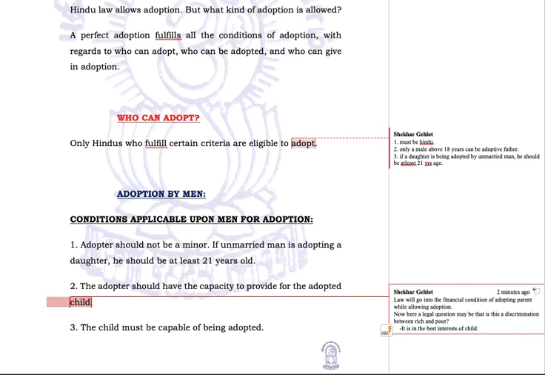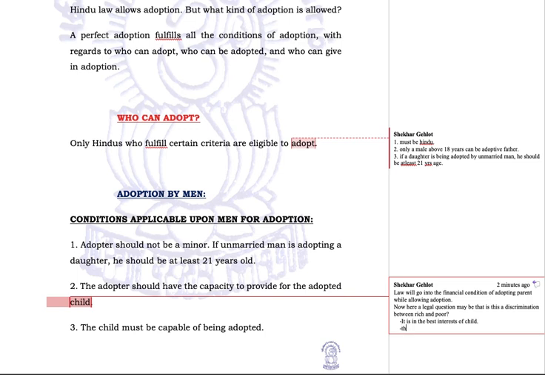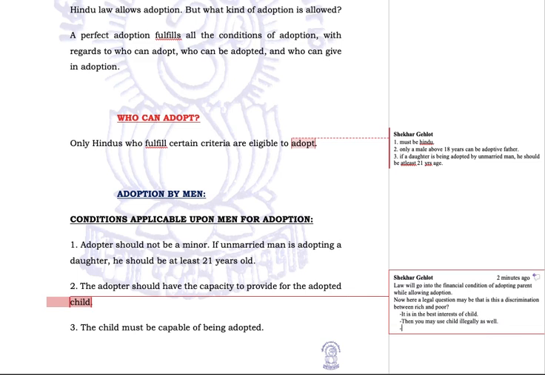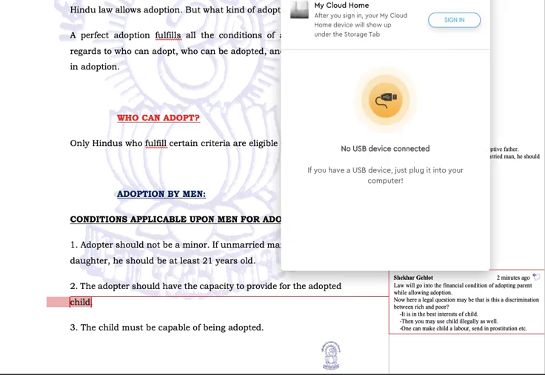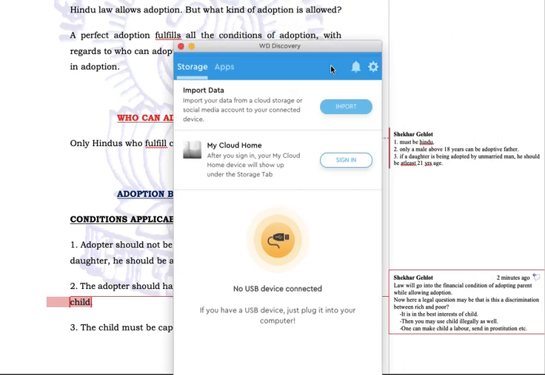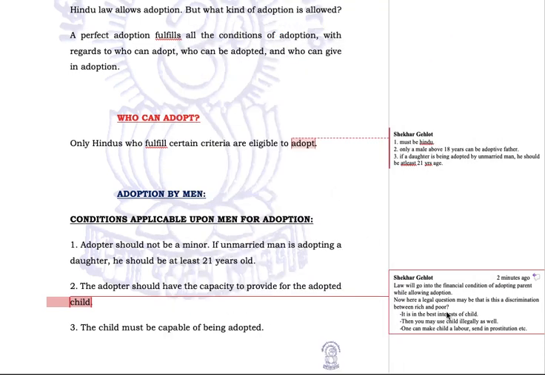If you cannot do that, the child's interest will ultimately suffer. If you are poor, then the child's interest will suffer. If you are extremely poor, if you have no money, then you may use the child illegally as well. One can make the child do child labor, send the child into prostitution, etc. Because the child is an adoptive child, the law has to be more careful.